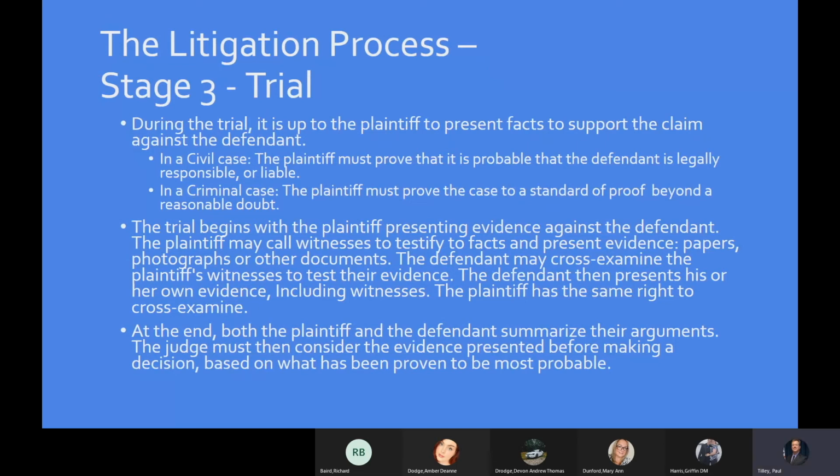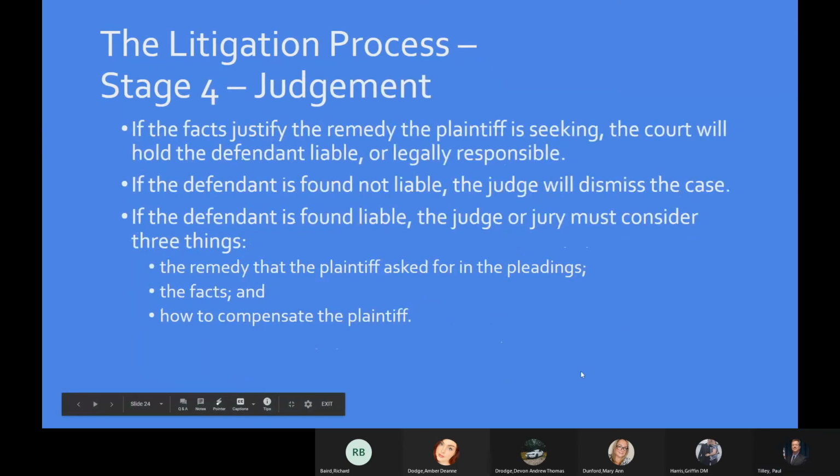At the end, both the plaintiff and the defendant summarize their arguments. The judge must then consider the evidence presented before making a decision based on what's proven to be most probable. Again, most probable. So the judge then will take it away, think about it, consider it, and produce what's called a judgment. If the facts justify the remedy the plaintiff is seeking, the court will hold the defendant liable and basically award the damages. If the defendant is found not liable, the judge will dismiss the case.